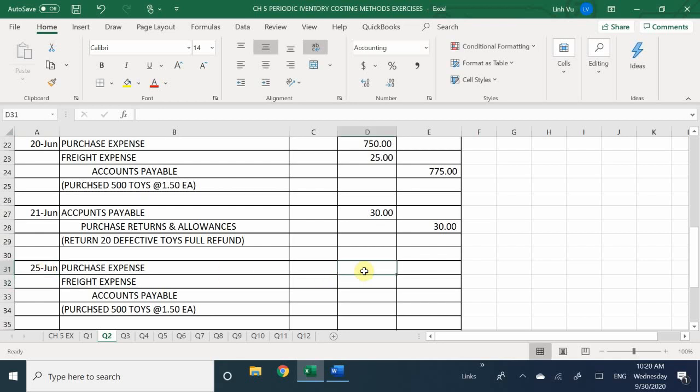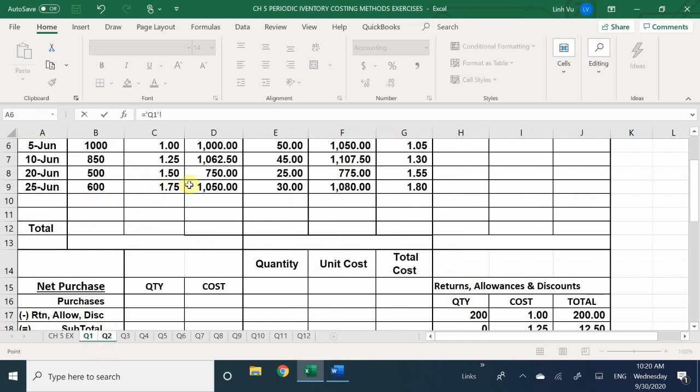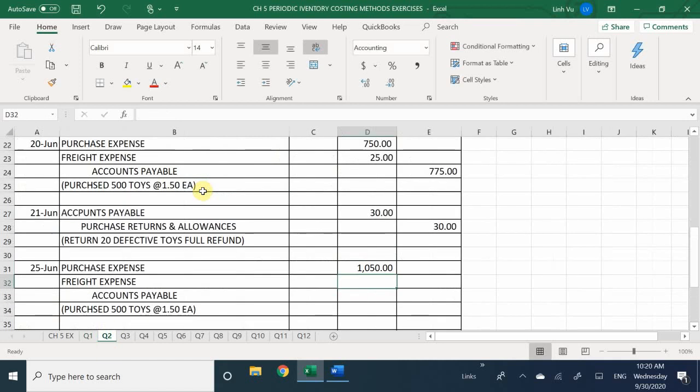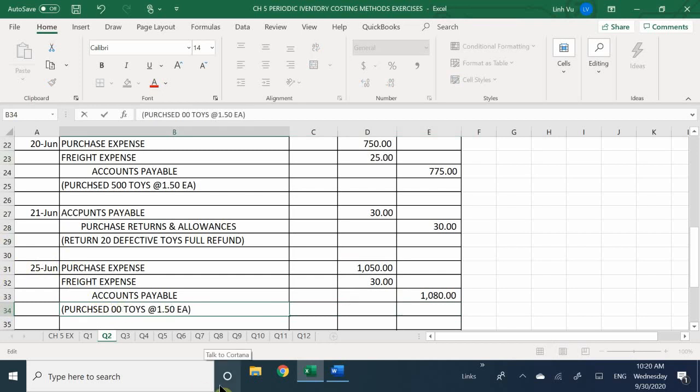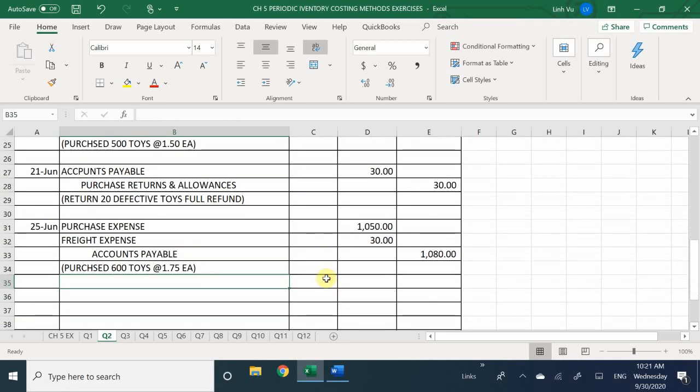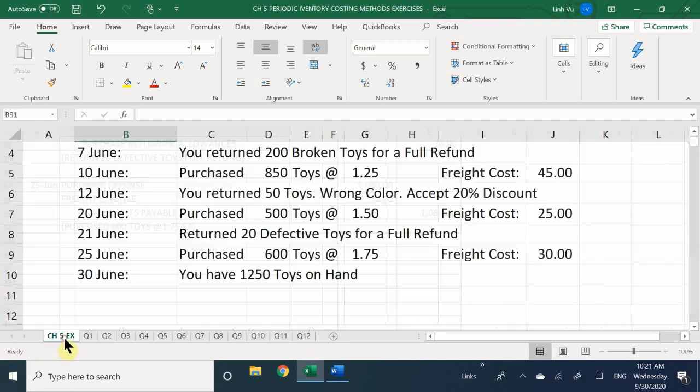So again, we know that our total purchase price is going to be the $1,050. I know my freight was $30, so that should give me a grand total of $1,080. Okay? And I'm also going to fix this little piece of information here because I bought 600 items, or 600 toys, and it cost me $1.75 each.